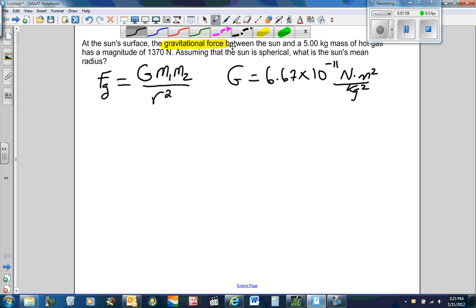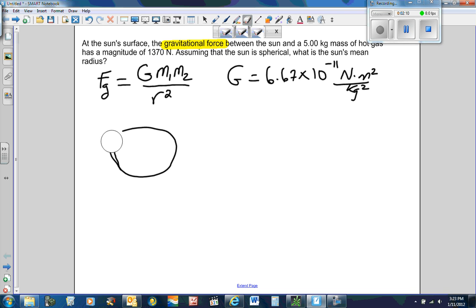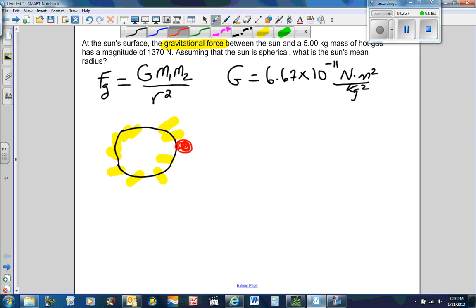Now, if we just look at this idea here, what we basically have is the sun. All right? We have the sun, and then we have this hot cloud of gas on the surface of the sun. This is not drawn to proportion. The sun's going to be much bigger.